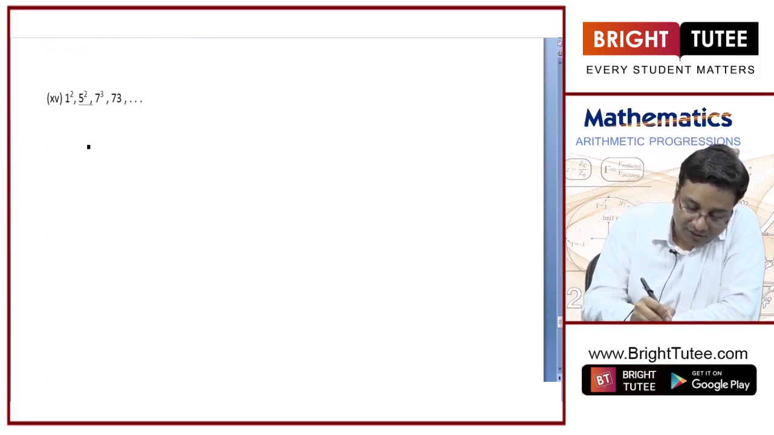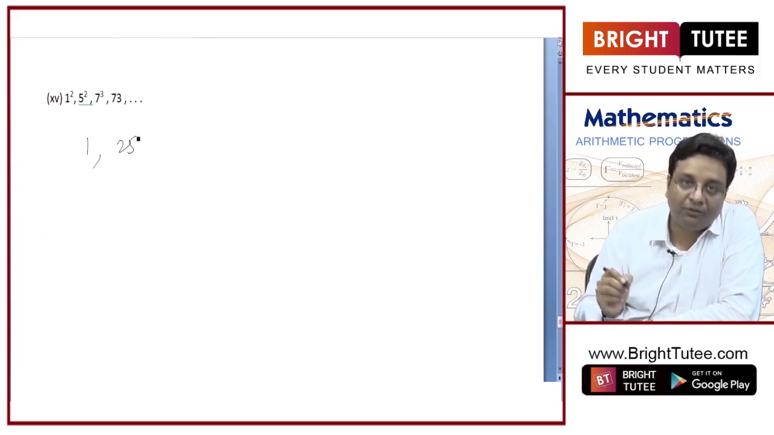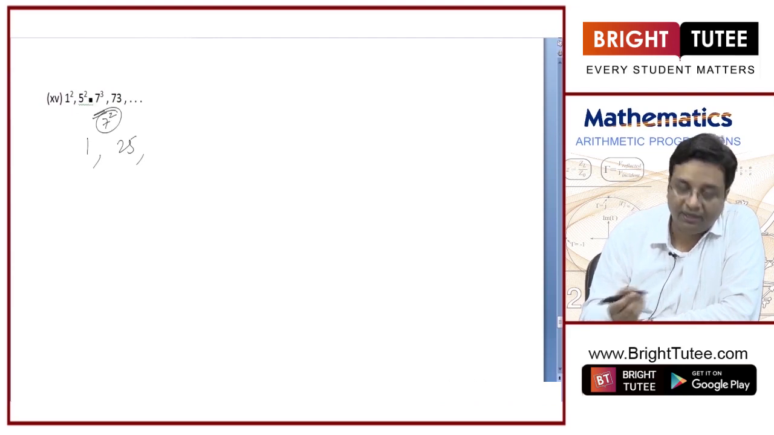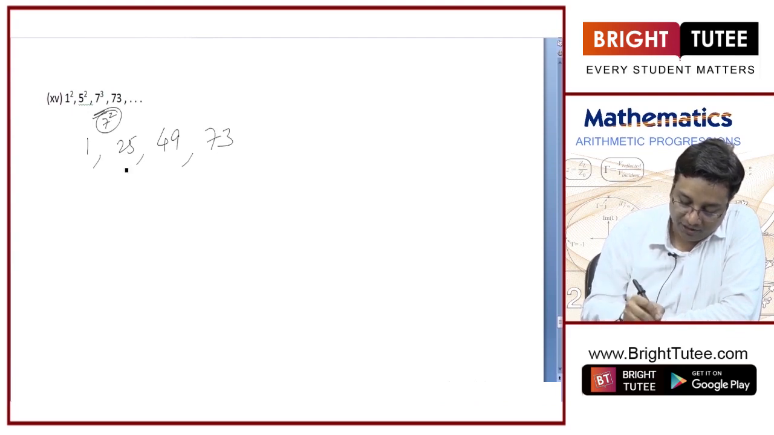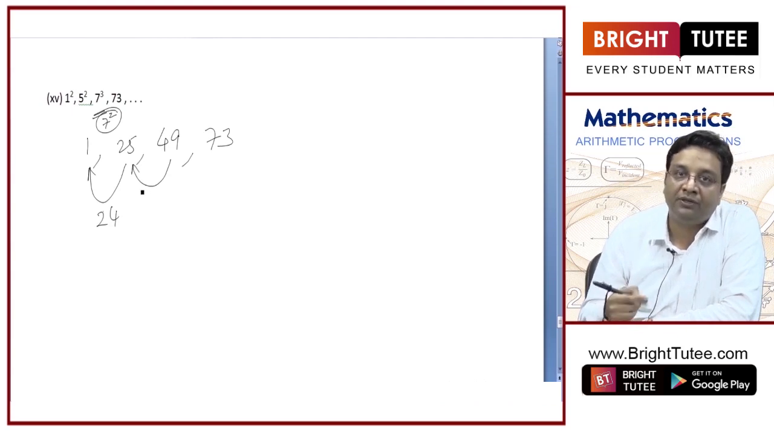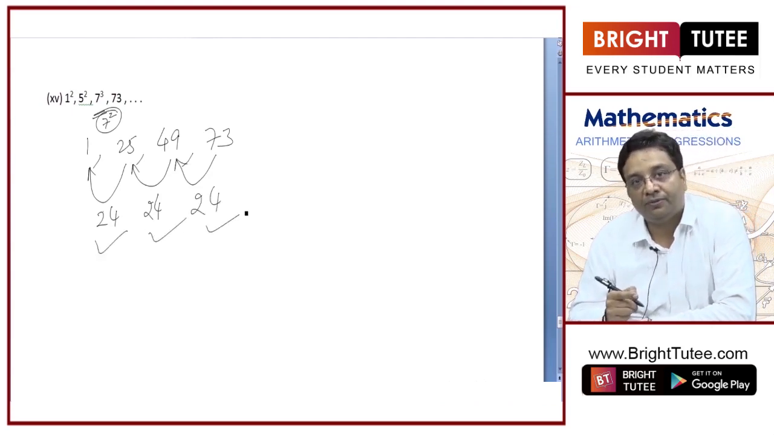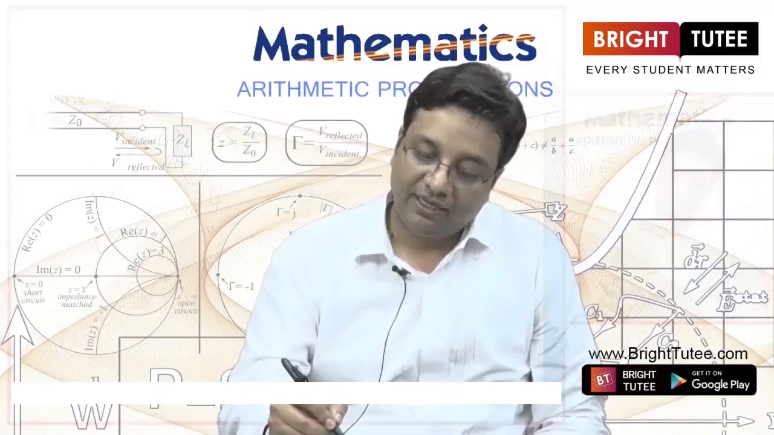In this question, next term is 5 squared which is 25. Next term is 7 cubed. I think it is 7 square in the original question. So let's take it as 7 square first. Because if it is 7 cubed, it will not be an AP. But if it is 7 squared, let us see. It is 49, 73. So what is the difference between these two terms? 24. What is the difference here? 49 minus 25 is again 24 and 73 minus 49 is again 24. So there is a common difference of 24. So it is an AP. So we can get the next terms also.